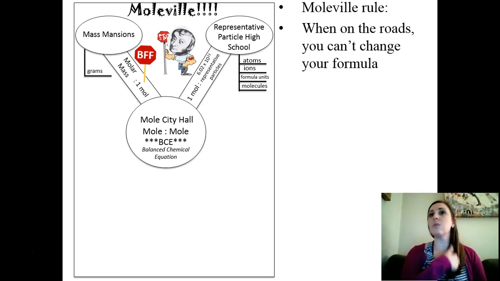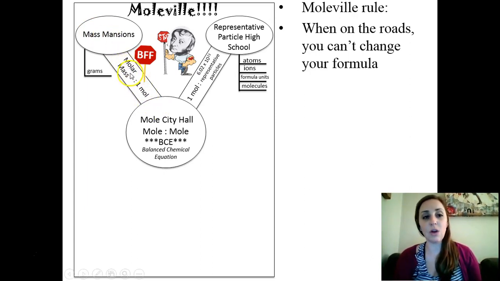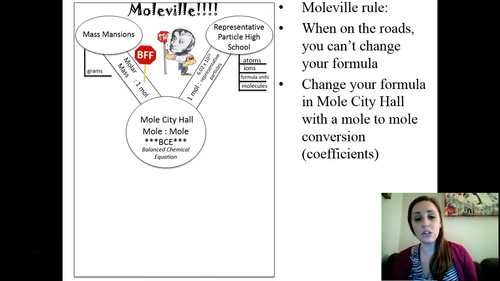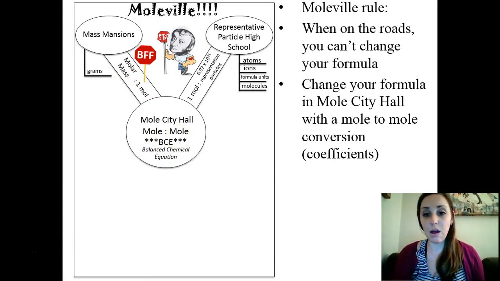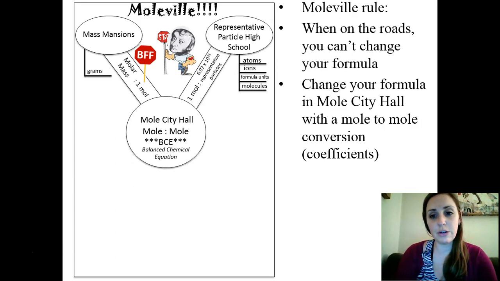So let's say you're starting with mass of carbon dioxide. So you have like 32 grams of carbon dioxide or something. You have to convert this to moles, and everything here is all carbon dioxide. So no matter if you want oxygen, methane, whatever as your answer, you can't change it here. So this has to have the same formula on either side of this fraction. A mole to mole conversion, however, that's where you can change it. So if you want to change your formula, you have to go to the Mole City Hall and you have to use a mole to mole conversion with a balanced chemical equation, and you're going to pull from the coefficients.